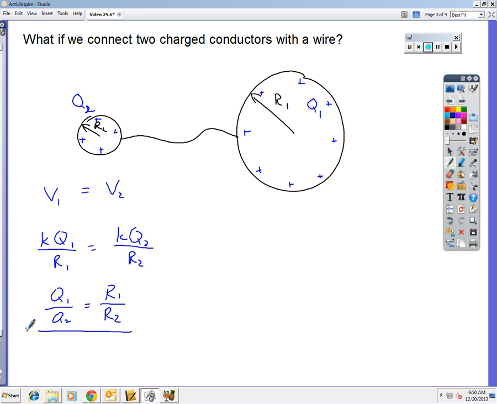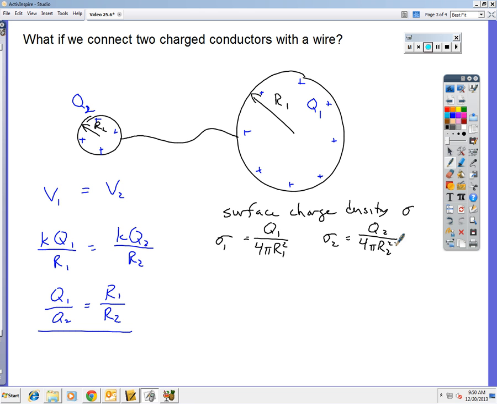But if we look at the surface charge density, sigma 1 is equal to Q1 over the surface area of the first sphere, 4 pi r1 squared, and sigma 2 is equal to Q2 over 4 pi r2 squared. If we look at that ratio, sigma 1 over sigma 2, that's Q1 over Q2 times r2 over r1 squared.